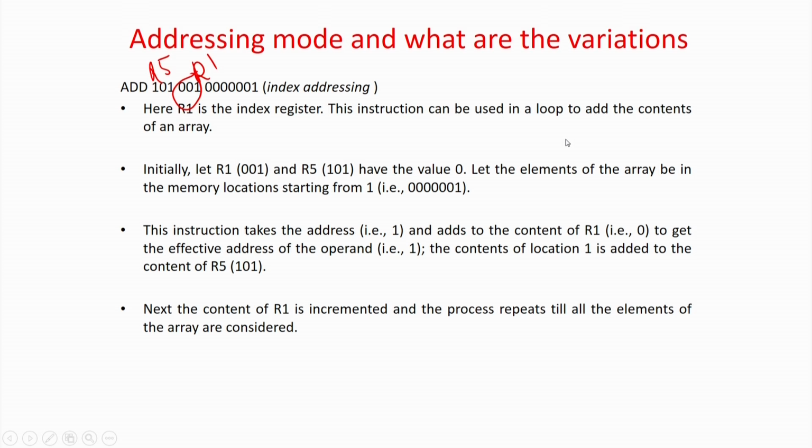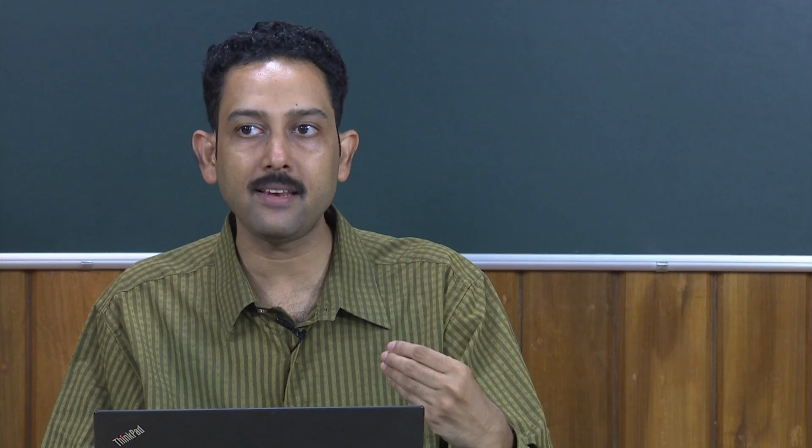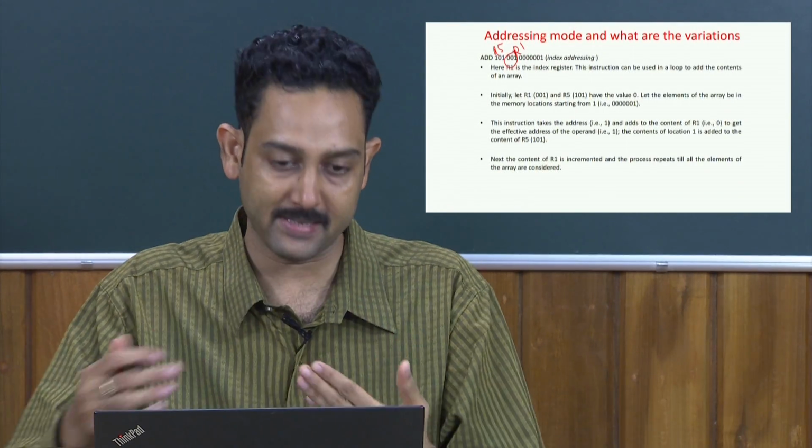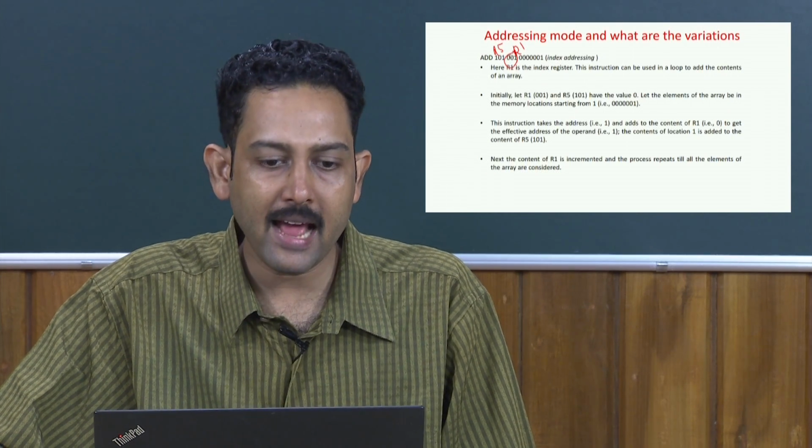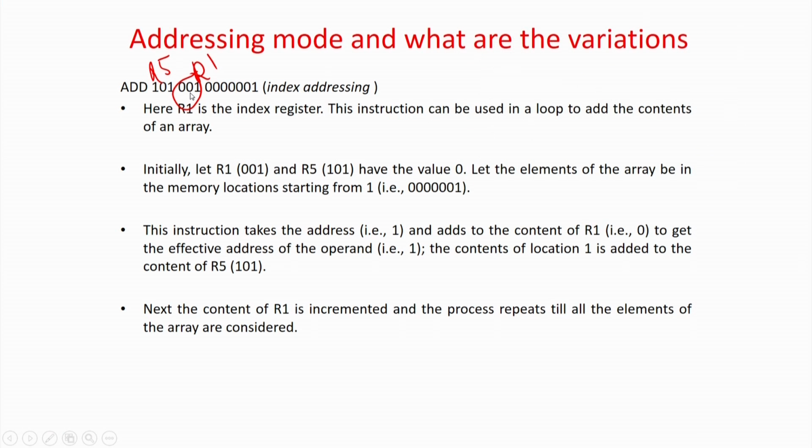In this case they are using it as a loop. As I told you, one of the most important utilities of index addressing is loops. So, here R1 is the index of some loop. It is saying that whatever the content of R1 is, you add it to 1, and that will be the effective memory location. If R1 is 0, the effective memory location is 0 plus 1. So, the content of the first memory location will be added to whatever was in R5 and stored back there. So, R5 equals R5 plus the content of that memory location.